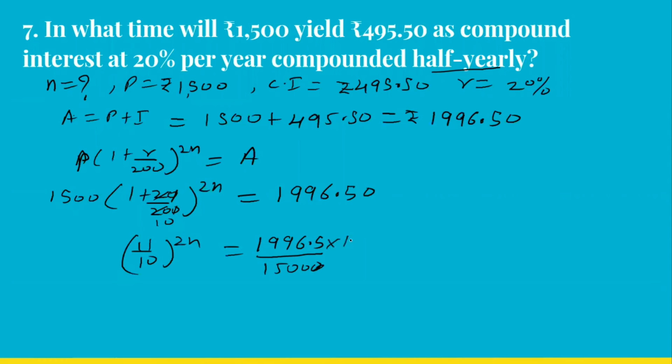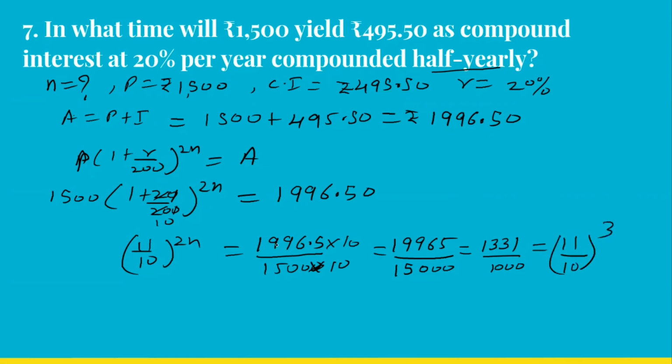This decimal does not have a value. So when we multiply by 10 on top and bottom, this becomes 19965 upon 15,000. Divide by 15, and you get 1331 upon 1000. And 1331 is the cube of 11 and 1000 is the cube of 10. So it is 11 upon 10, the whole cube.